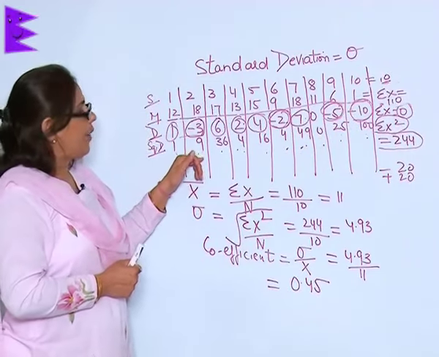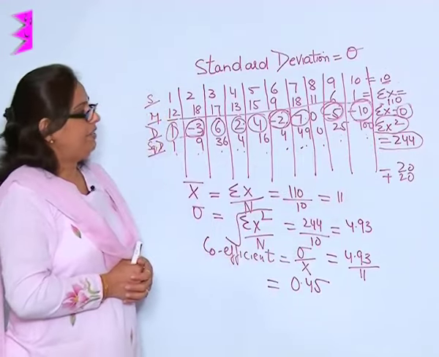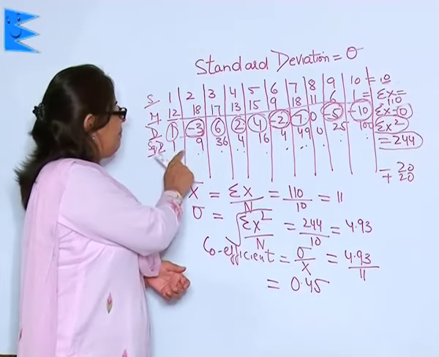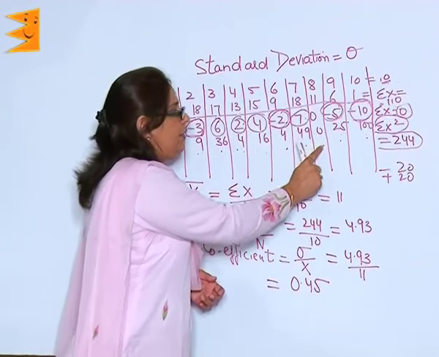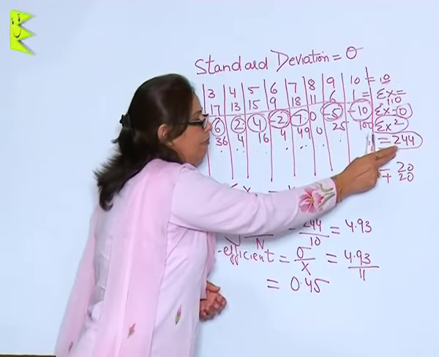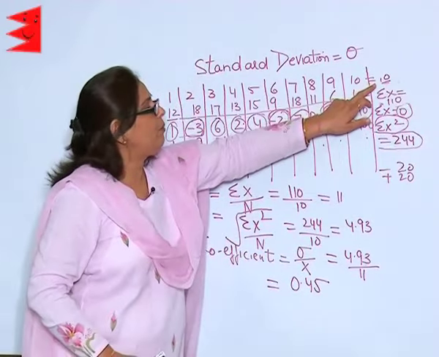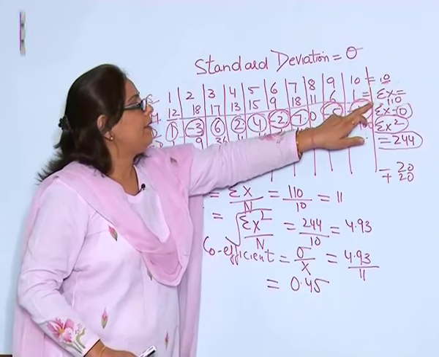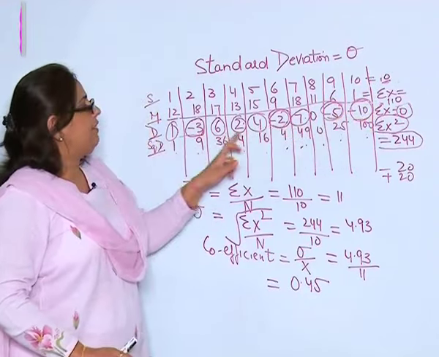Now this was the square deviation. Let's find out the sigma x square. We will calculate 1 plus 9 plus 36 plus 4 plus 16 plus 4 plus 49 plus 0 plus 25 plus 100, which will give me 244. So what you have in hand is the number of observations, which is 10, the sigma x as 110, the deviation score of 0, and the sigma x square, that is the square deviation, 244.